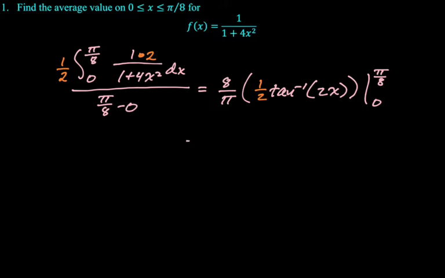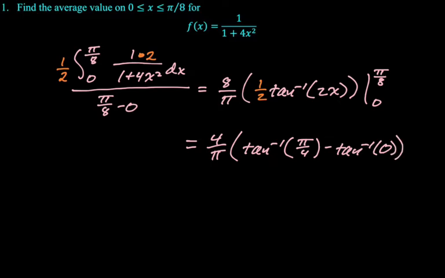So 8 over 2 is 4. So we have 4 over pi, the quantity. We plug in pi over 8, and we get just the arctan of pi over 4. I'm pretty sure I wanted it to be the arctan of 1 because the arctan of 1 is pi over 4, but mistakes were made. That's okay. Minus the arctan of 0. Arctan of 0 is 0. So this does simplify to 4 over pi and then arctan of pi over 4.